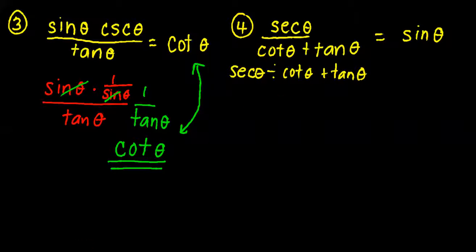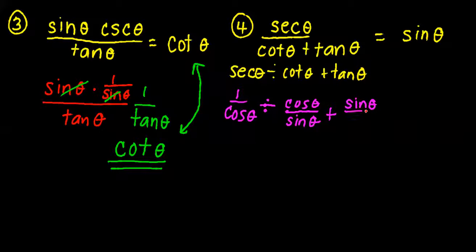And now I'm going to do a little substituting. I'm going to take my secant and turn it into 1 over cosine because of the reciprocal. I'm going to change this back to division. Okay, I'm going to take my cotangent and make it cosine over sine. I'm going to take my tangent and make it sine over cosine. Okay.